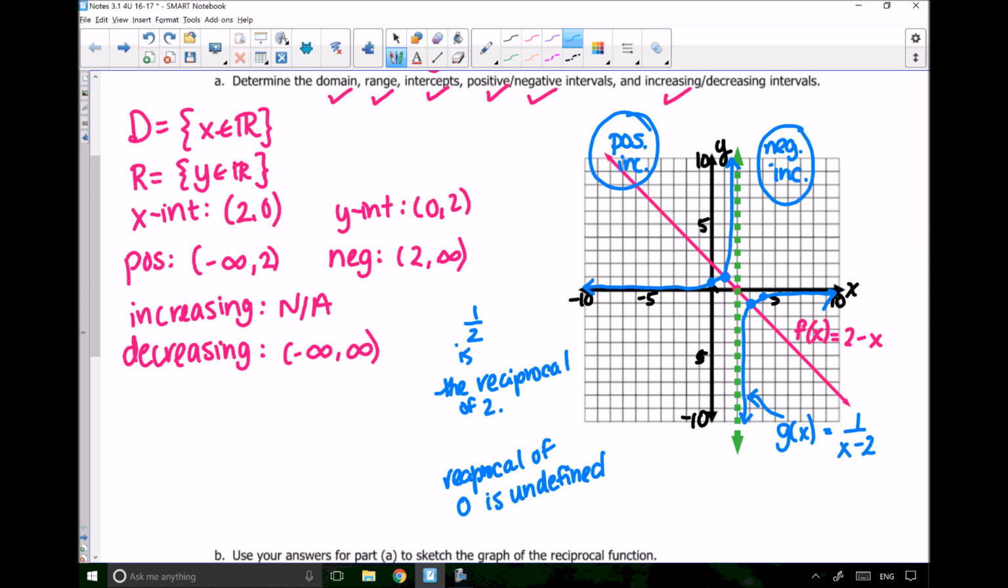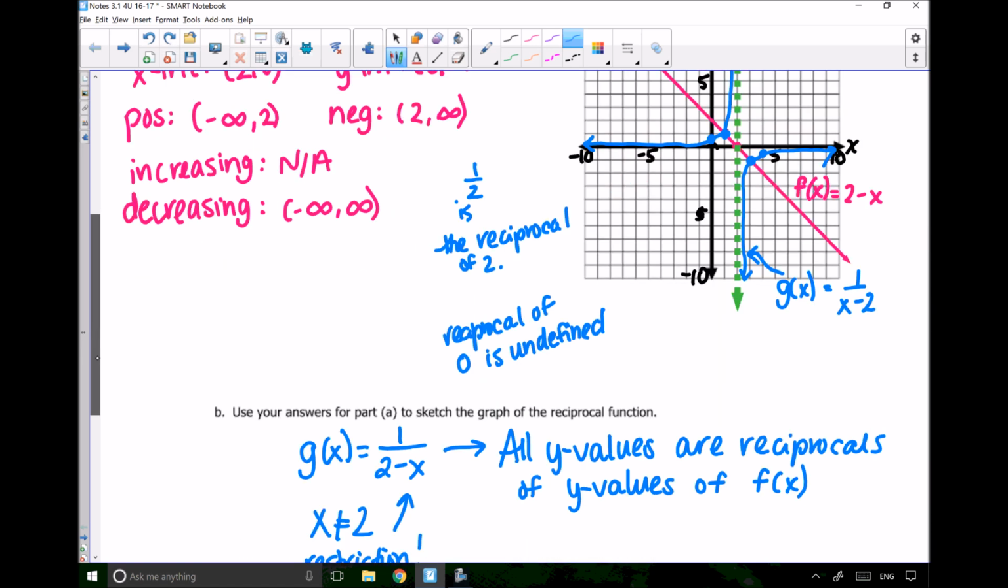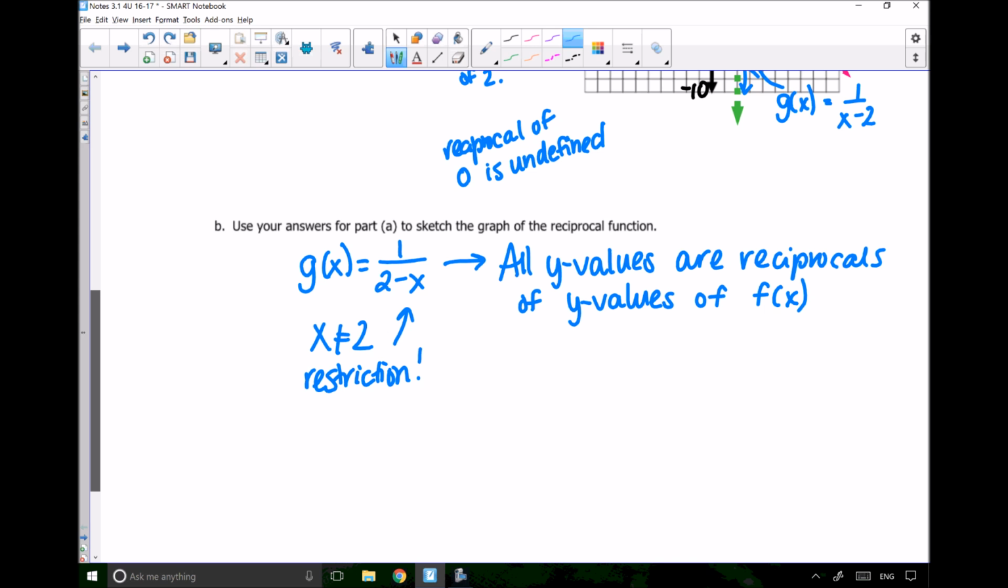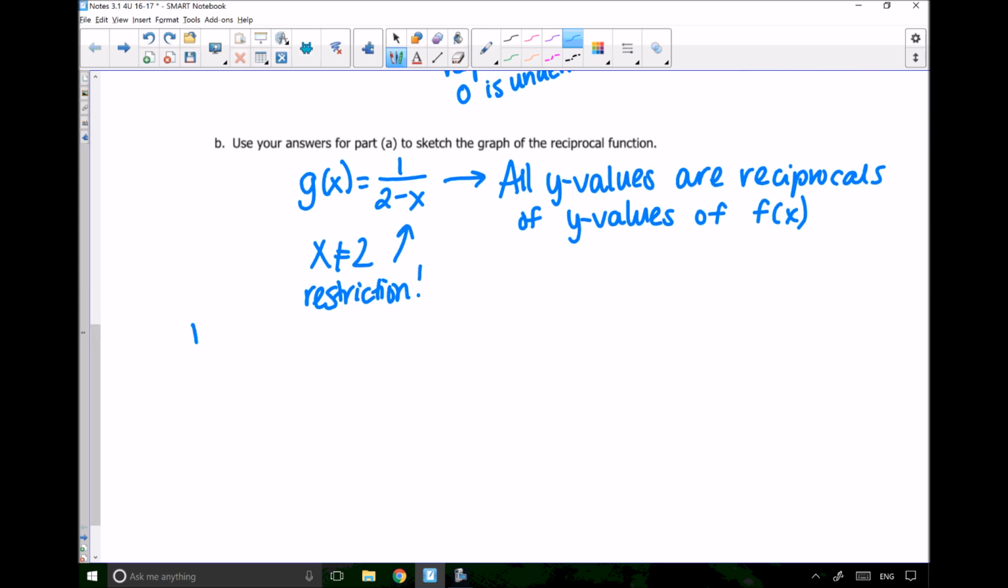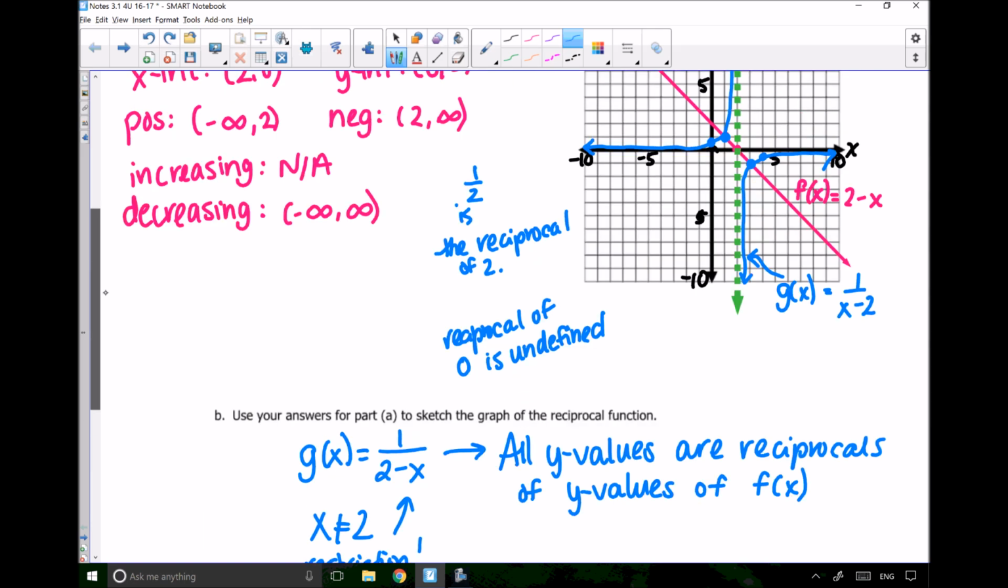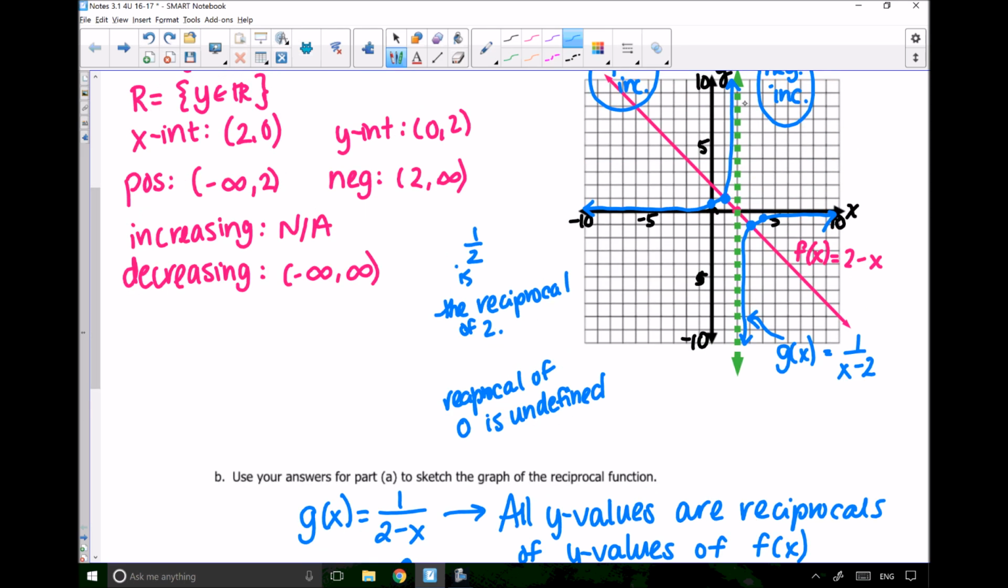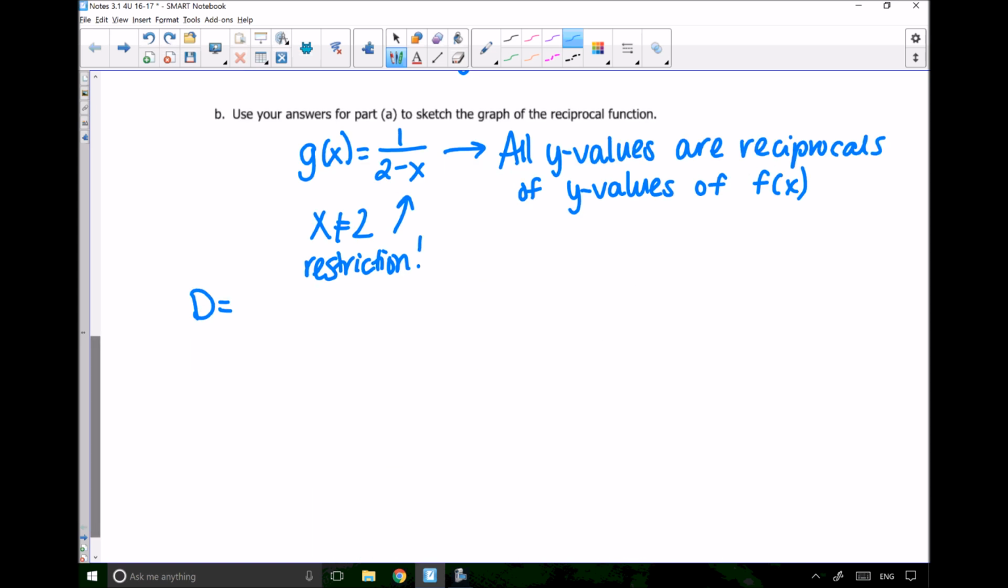Now that we've figured out all of that information, I'm going to go ahead and figure out some key features of our reciprocal function. So we know that our domain can be any number according to this graph, except for x = 2. Okay, so our domain is x is an element of the reals, but x cannot equal 2. We already got that restriction down.